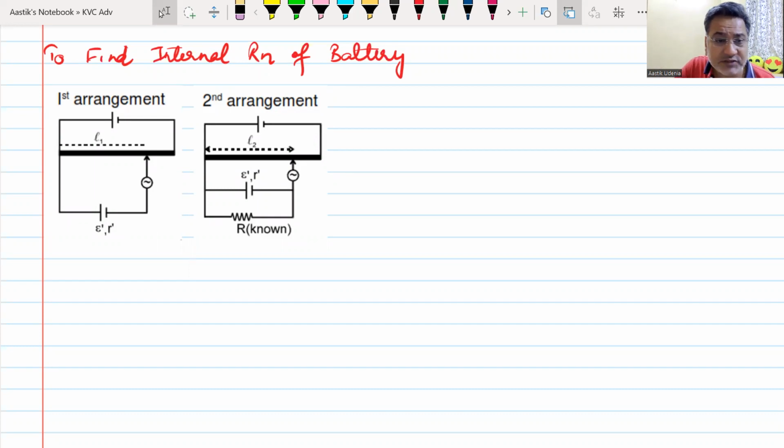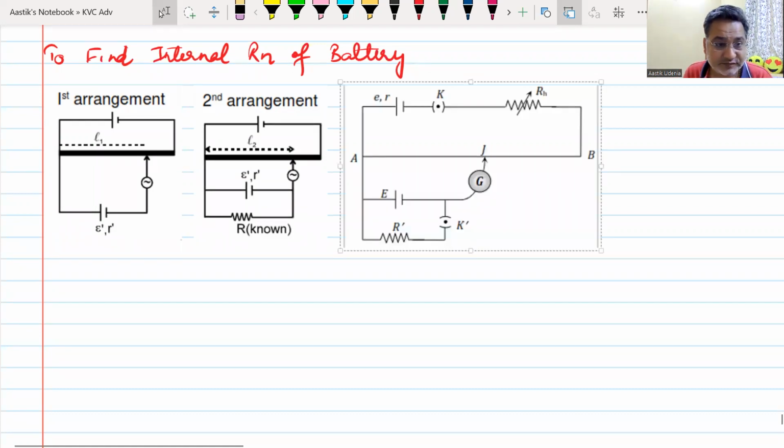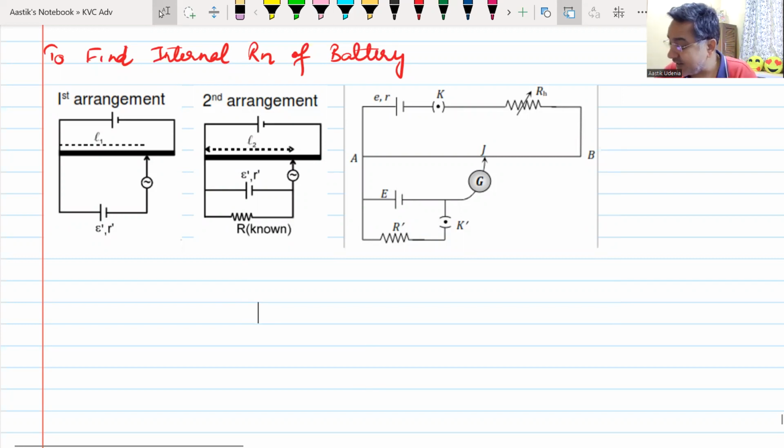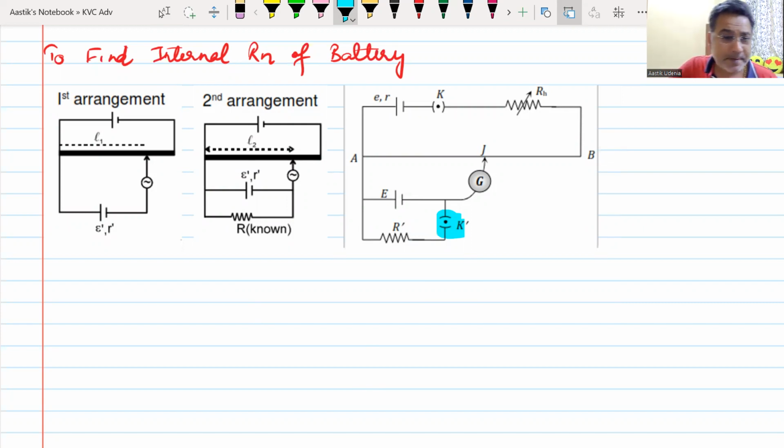If I combine these two arrangements in one, the arrangement might look like this. So this is both the arrangements in one. Do we understand this? Yes, sir. Okay. So in the first case, the switch K dash will remain open. When the switch K dash is open, only the battery will come in the circuit. That will be case number 1.